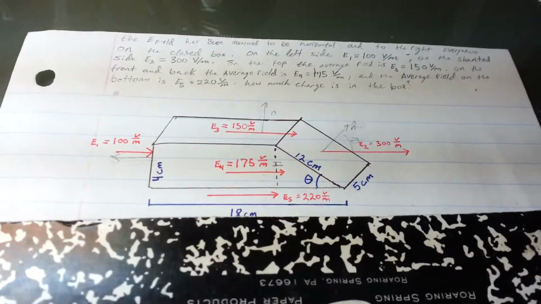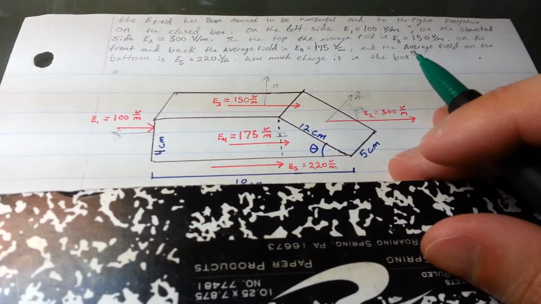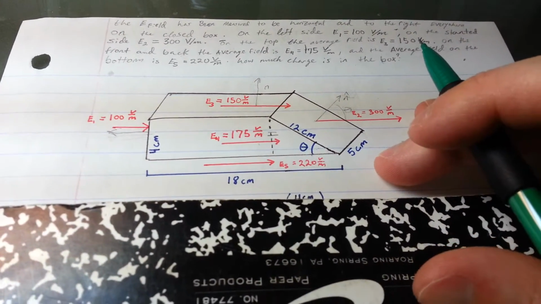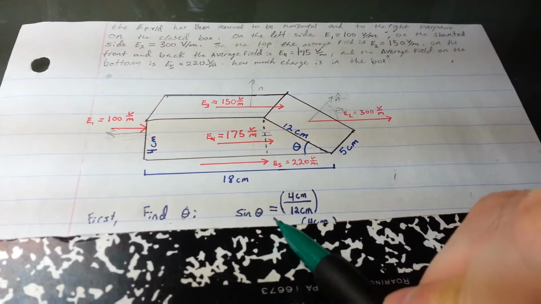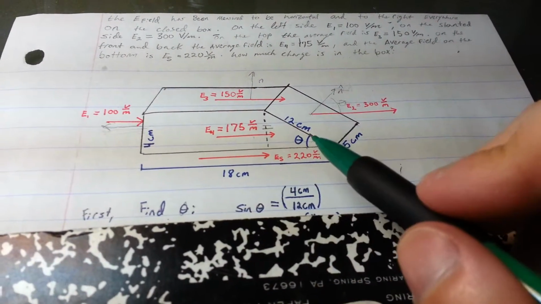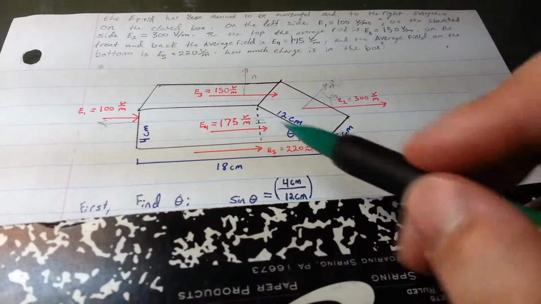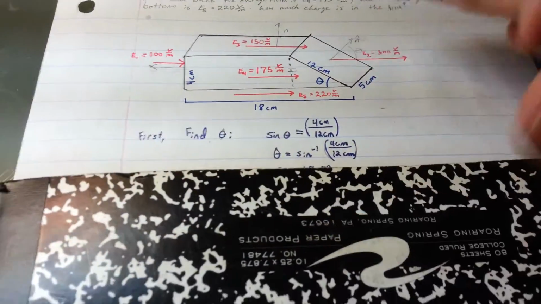So, first things first, we're going to solve for this given angle. Well, I mean, it's not given, but it's in the problem. So, first, find that theta. So we've got sine of theta, and if you remember from high school trig, it's SOHCAHTOA, opposite over hypotenuse. It's 4 centimeters tall, 12 centimeters long. Plug it in and get 19.5 degrees.